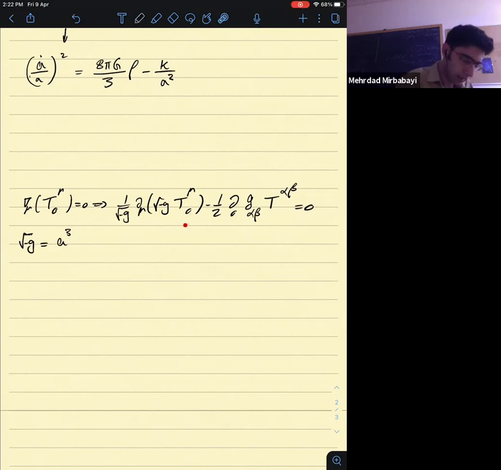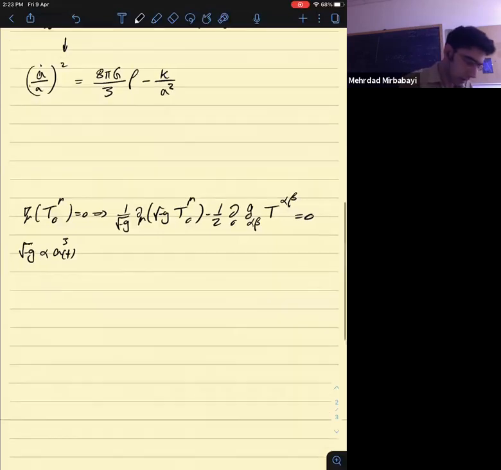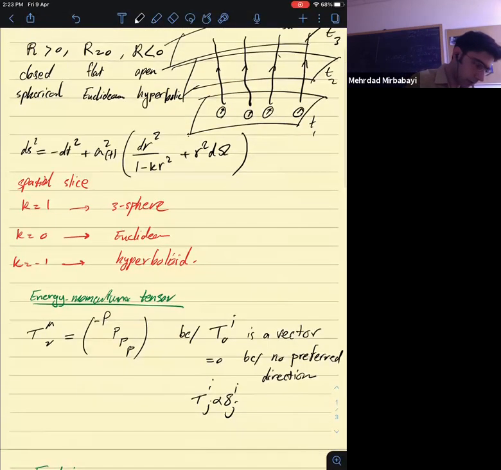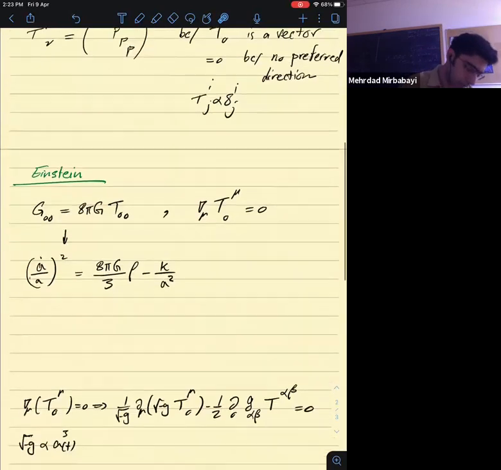And since our T mu nu is diagonal, if I have a 0 index here, mu has to be 0, so I will get only the time derivative. So I wouldn't care about the time independent part of this. Let me write it like that. The time dependent part of the square root of g is a cubed. Because if we remember, this is the form of the metric: I have 3 components of the metric that have a factor of a squared. So when I take the square root of the determinant, it gives me a factor of a cubed.